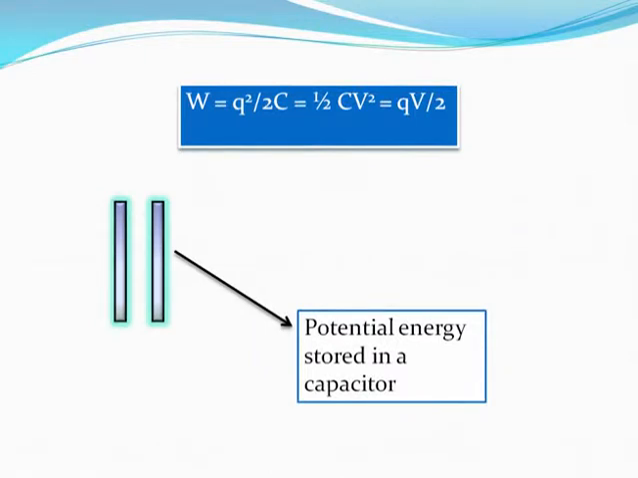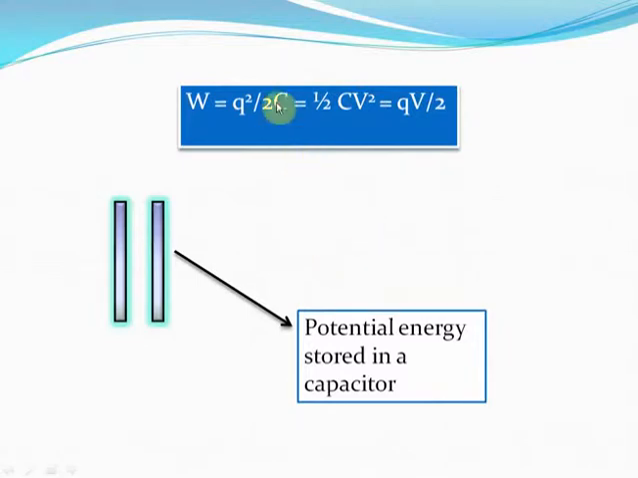If you remember the definition of electric potential energy, it is the net work done in bringing the charge in a charge system from infinity to that point. So the net work done in bringing a charge Q from infinity to the plates of a capacitor will be the potential energy stored in a capacitor, isn't it? After all, that's the definition of potential energy.